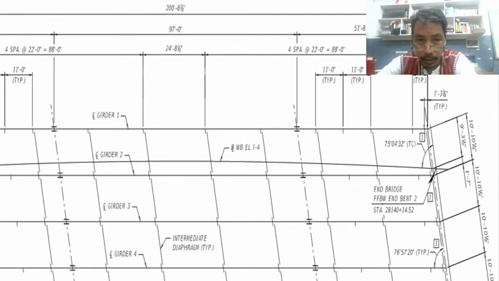Okay, let's continue. So those are what we can expect on this diaphragm, the typical diaphragm. From this point to this point, that is the diaphragm. So the diaphragm supports and stiffens the girder to prevent the girder from torsion, or buckling, torsional buckling, or local buckling, or global buckling. That is the purpose of this diaphragm. So from this point to this point, that is our diaphragm.